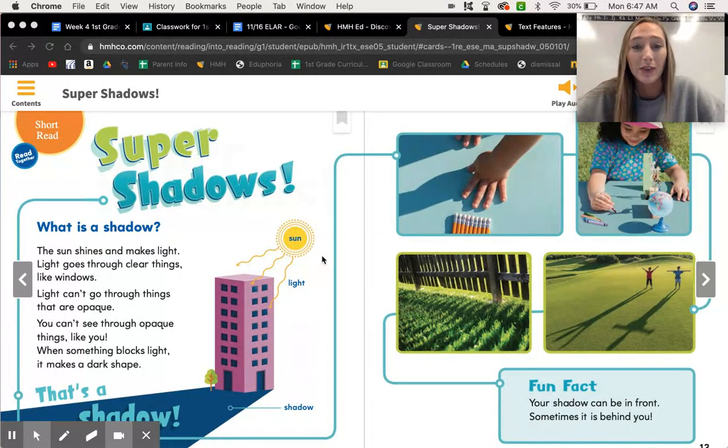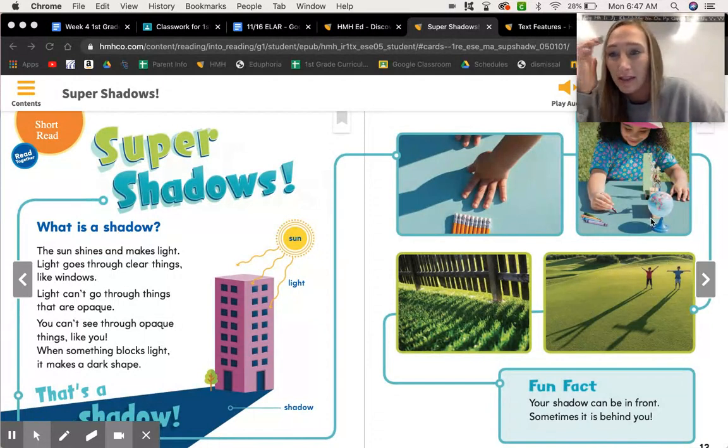We need to notice that the sun is behind the building, and then the sun is bringing the light to the building, coming towards the building, but it's behind it, and that creates a shadow in front of it. And that's the same thing with these pictures. Where do you think the sun is? On the other side. So these little boys with their shadows here, the sun is behind them.